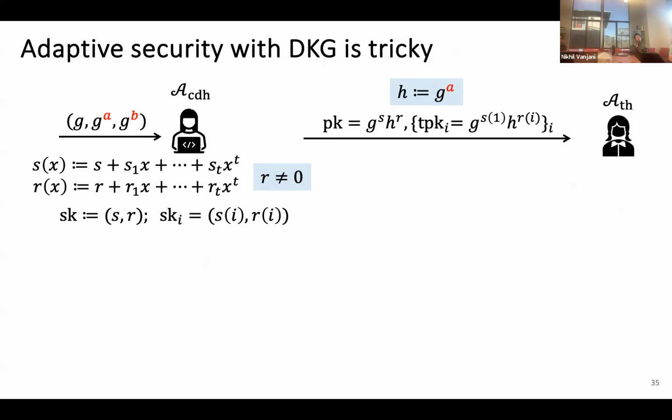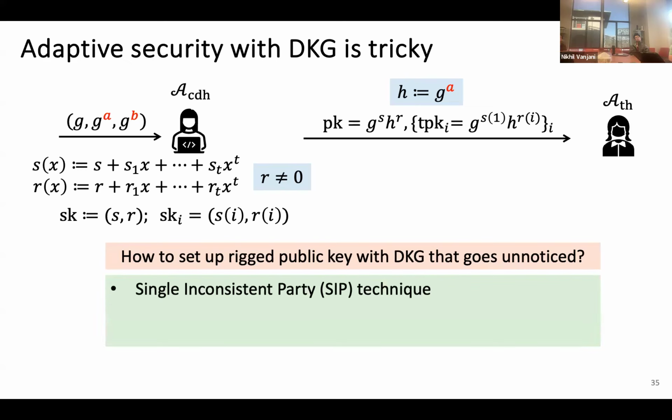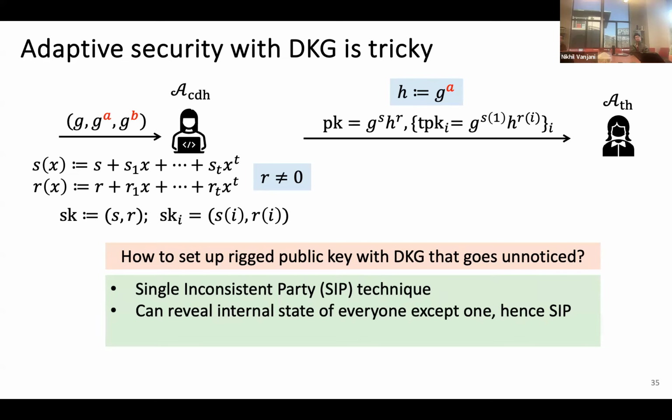We need a little bit more, because the CDH adversary now needs to simulate a rigged DKG. The CDH adversary knows how to break CDH only if the keys are rigged, so we need a DKG with this rigged property. We show we can do that using the single inconsistent party idea: there is one party for which we don't know how to reveal the internal state to the adversary, and we hope that the adversary doesn't corrupt that party. The protocol doesn't rely on any ranges or anything. In the proof there is one such party, and the adversary will grab this party with a very low probability.